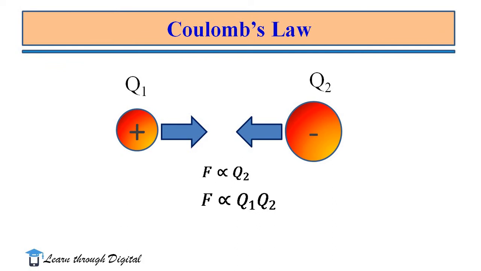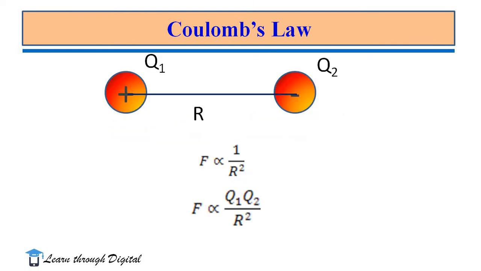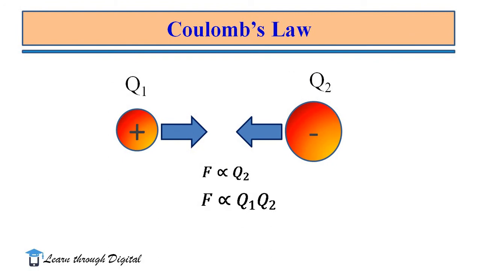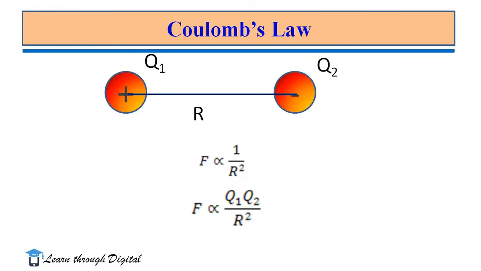If Q2 is increased, the force between the two charges also increases. If we reduce the amount of charge Q2, it will also reduce the magnitude of the force exerted between Q1 and Q2. So we can say that F is directly proportional to Q2. In other words, F is directly proportional to the product of Q1 and Q2. Here, the charges Q1 and Q2 are separated by a certain distance which is denoted as R.